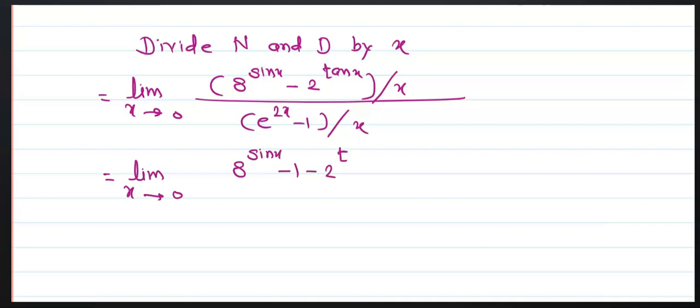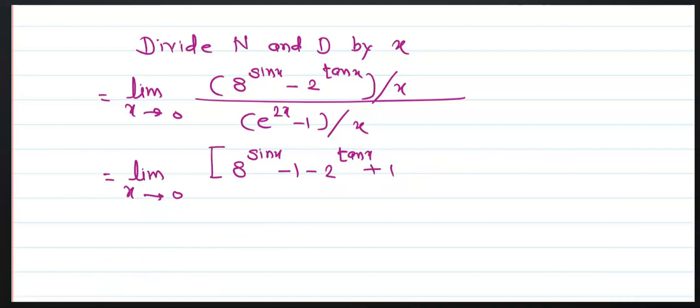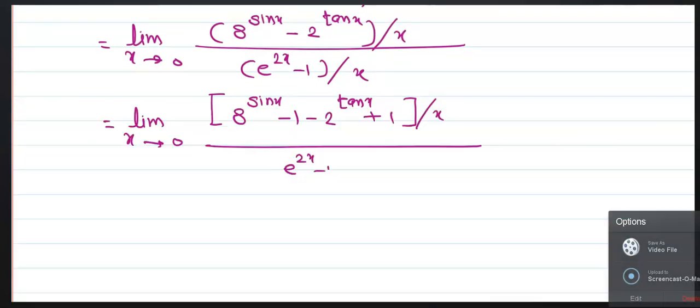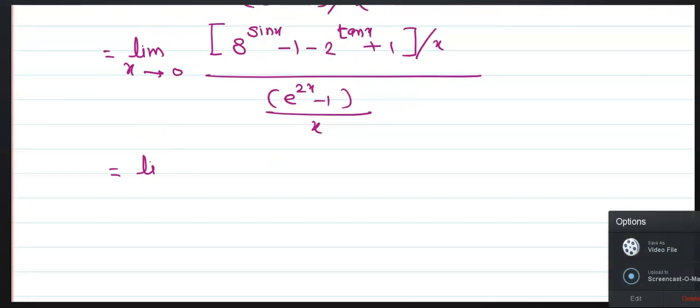Limit x tends to 0, (8 raised to sin x minus 1 minus 2 raised to tan x plus 1) upon x, over (e raised to 2x minus 1) upon x. This is the important step. Here we have adjusted minus 1, and at the same time it is balanced by the plus 1. Now from these two terms, we will take the minus sign as common. If you take the minus sign common, then you will get 2 raised to tan x minus 1.